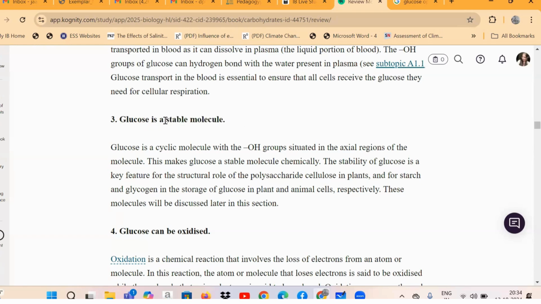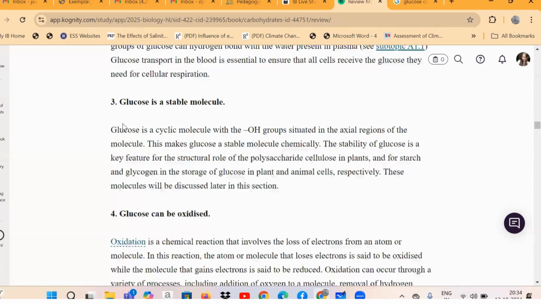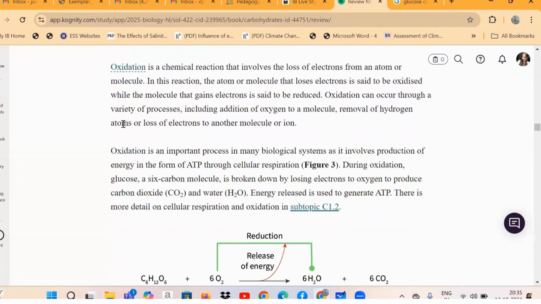Because of its stable nature, how is it being used? It is being used as an energy giving storage substance, and a structure giving, stability giving substance in plants, as starch, and glycogen is the storage of glucose in animals. So all these are its applications, glucose being a stable molecule. Glucose can be oxidized. What is oxidation?